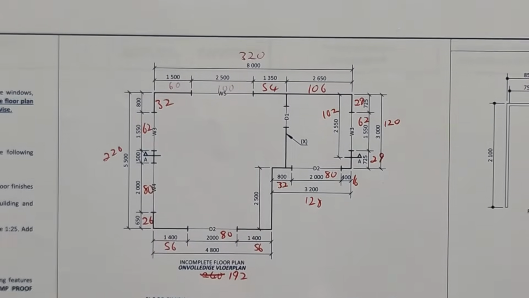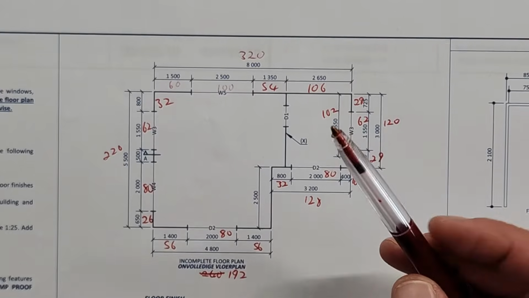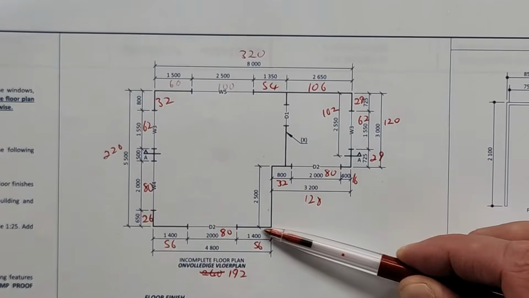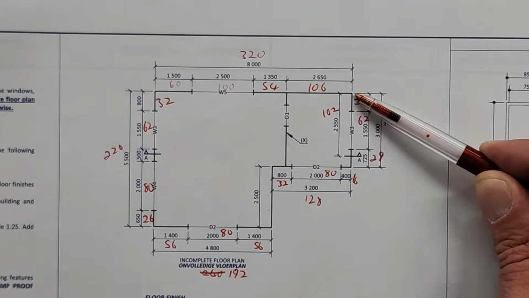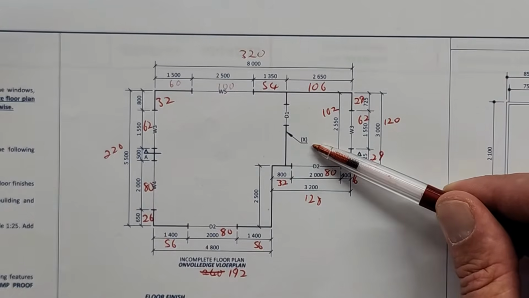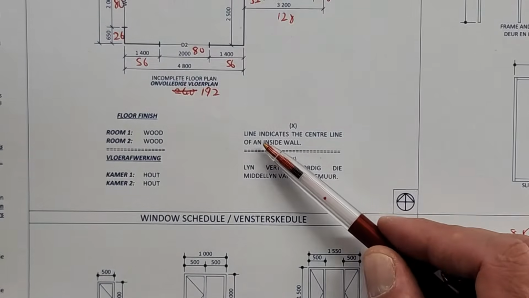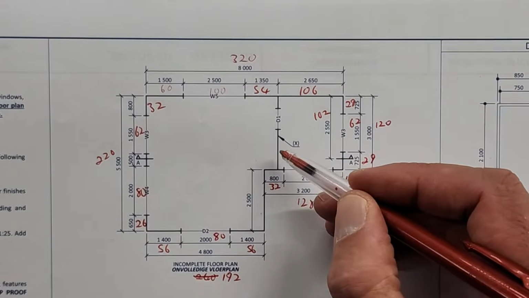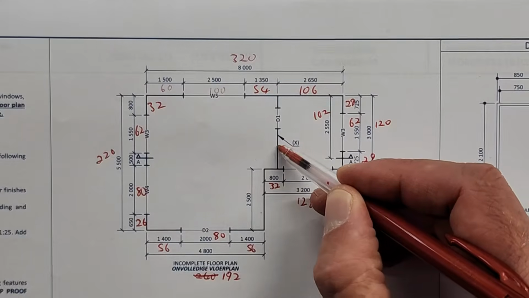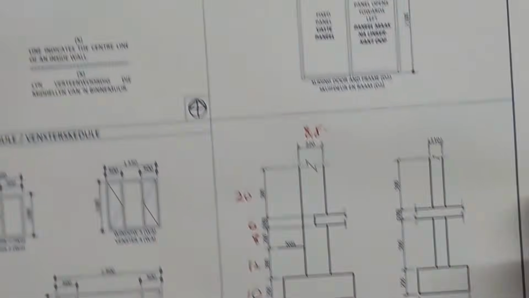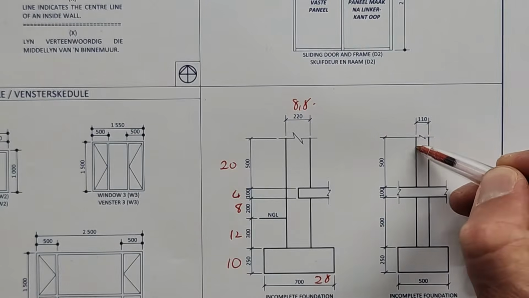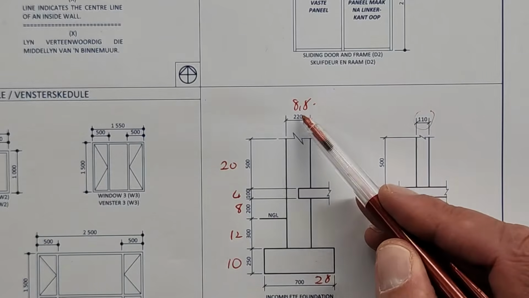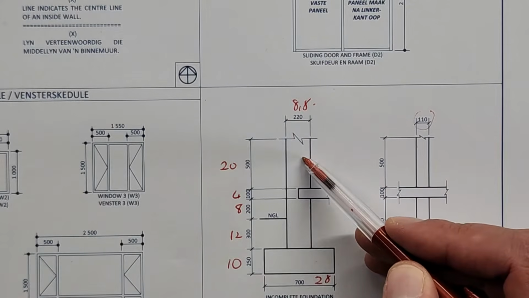They've given us a floor plan, and this is incomplete, of course. They've just given to us the outside lines of the external walls. And for this internal wall, there's an X there that is specified. Lines indicate the center line of an inside wall. In other words, our inside wall will be half to the one side, half to the other side. If you look at your foundation schedule, you know that inner walls are 110. They are non-load bearing. Your external walls are 220, which are load bearing walls.